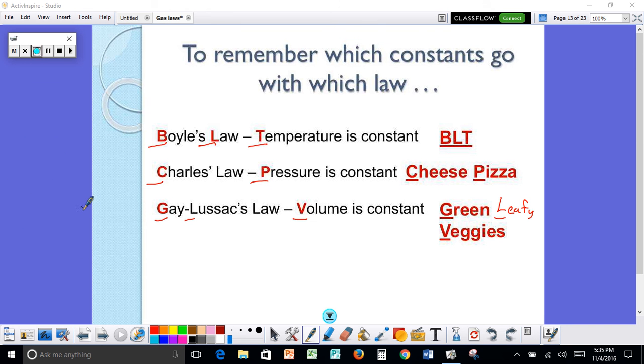This is just some mnemonic devices to help you remember this. So for Boyle's law, temperature is constant, so we can remember BLT, if you like a BLT sandwich. For Charles' law, pressure is constant, so we remember the C and P, and it's cheese pizza. Or Lussac, volume is constant, so we can remember the G, L, and the V, and we eat our green leafy veggies.